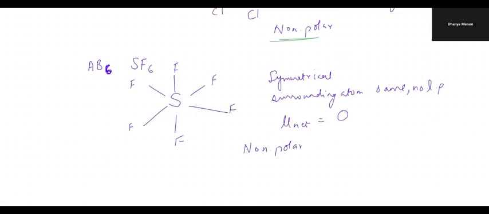I hope it is clear. So this condition is very important. Surrounding atoms being symmetrical and absence of lone pair will make the molecule non-polar because the net dipole moment is equal to 0. Okay, I hope it is clear now.